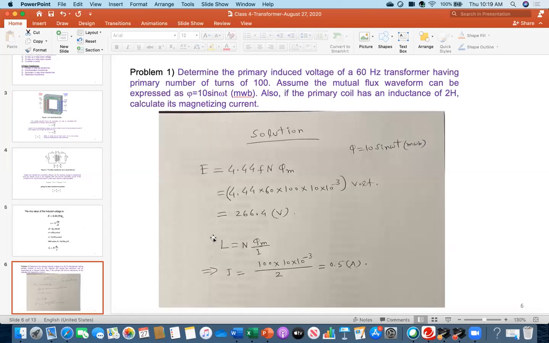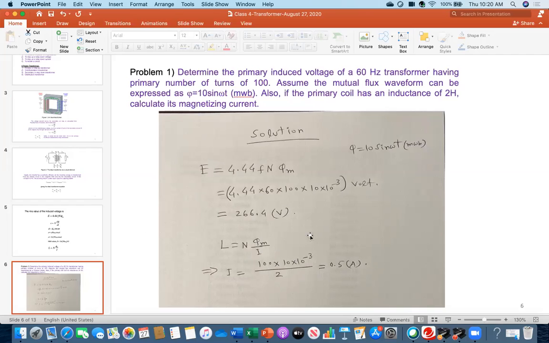So we learned this equation in the previous slide: L equal to N phi m over I. So I is this one. I am just plugging in those numbers. The L value is given as 2 Henry. I put that 2, the number of turns and phi m. So I get 0.5 ampere current. So this is the amount of magnetizing current.